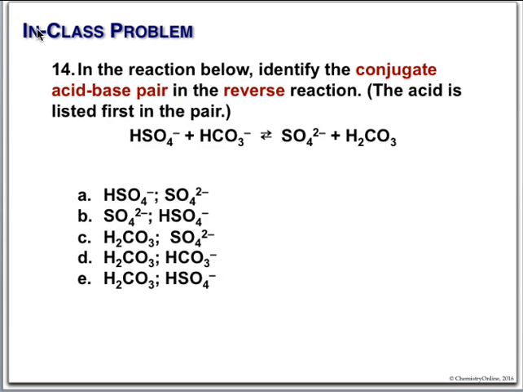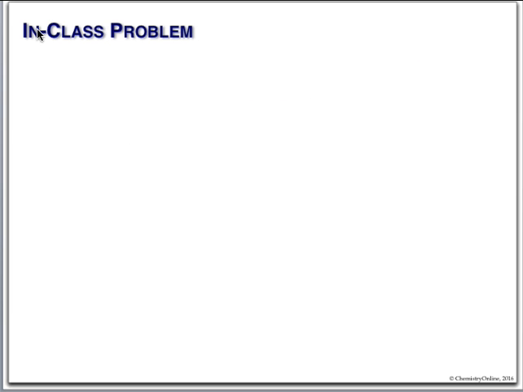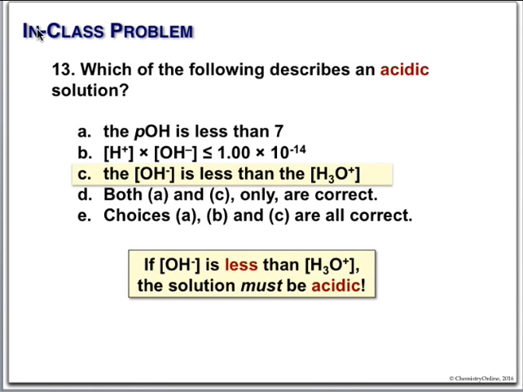You said it's if hydroxide is less than what? You're going to make me do this again. If hydroxide, that's the basic part, is less than hydronium, then it's acidic. If there's more hydroxide, it's basic. If there's less, it's acidic. If they're exactly equal, it's neutral.